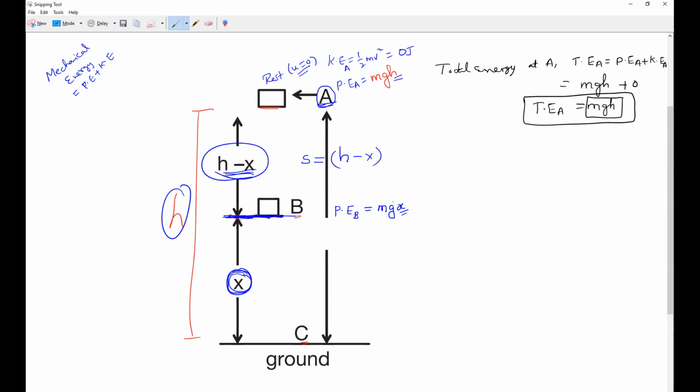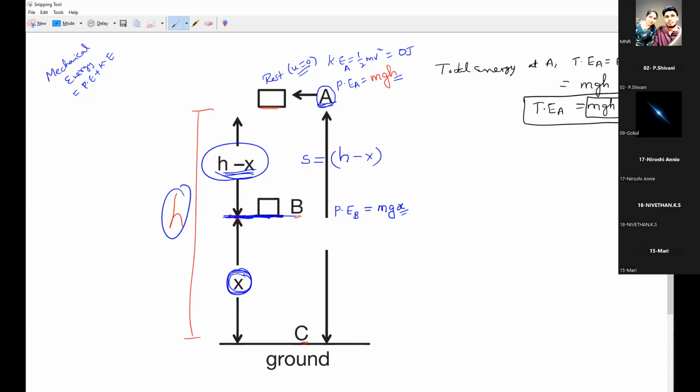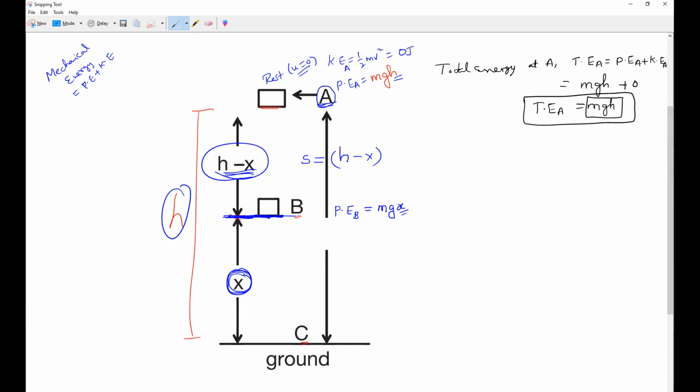Please respond. Now, at B point, definitely the body is having some velocity. Am I right or wrong? If the body is freely falling, initial velocity is 0. Somewhere in the middle it will attain velocity. Before touching the ground, velocity is maximum. That is what we studied. Am I right or wrong? Everybody. Yes, sir.